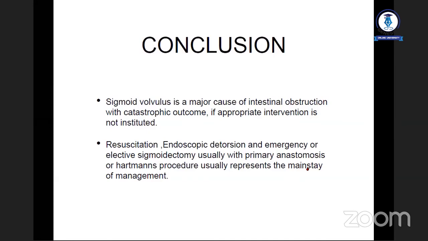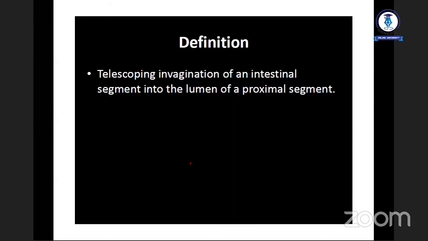So sigmoid volvulus is a major cause of intestinal obstruction, especially in the elderly. Resuscitation and endoscopic detorsion are the things we do. And primary anastomosis can be done, or Hartmann's procedure, which are the mainstay of treatment. Okay, then we will go into intussusception.